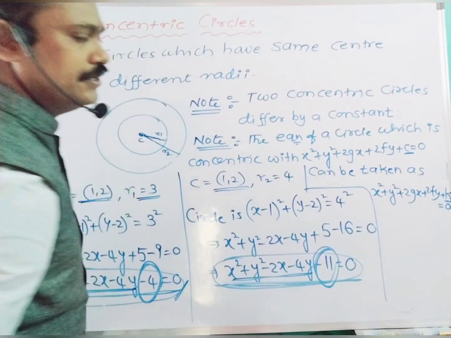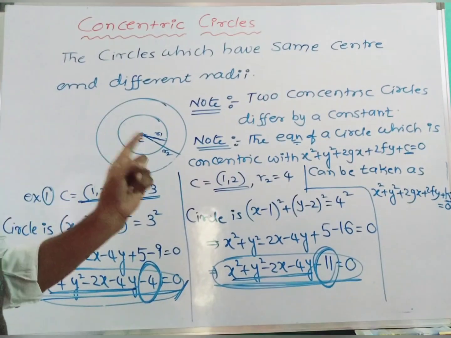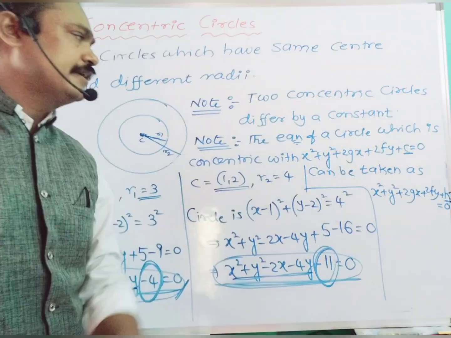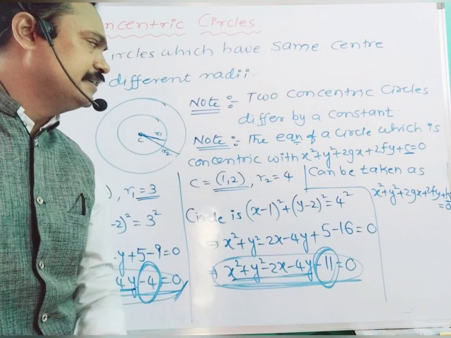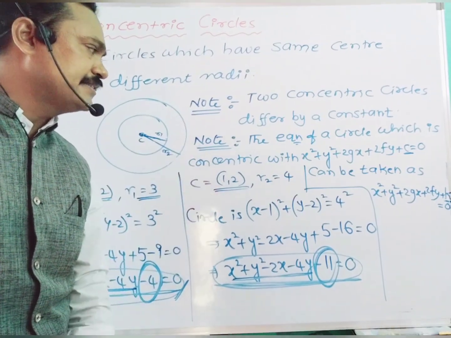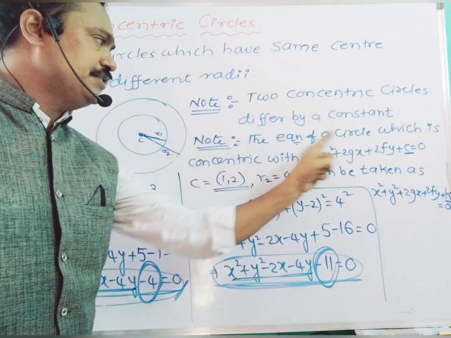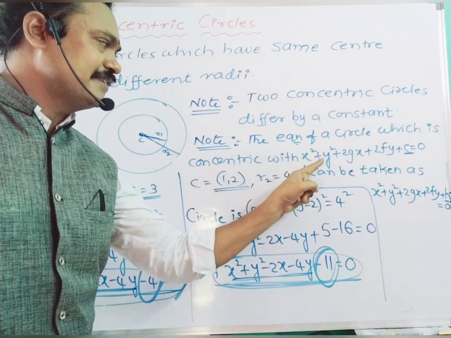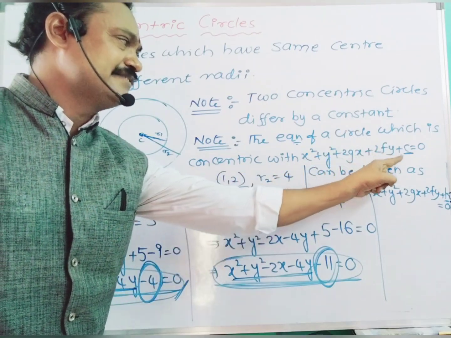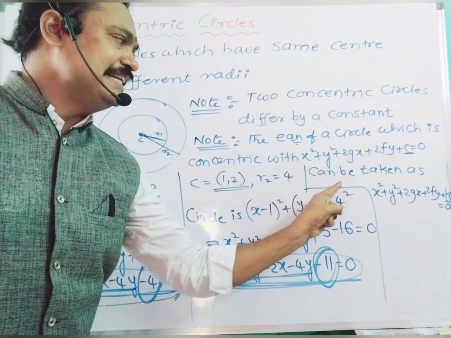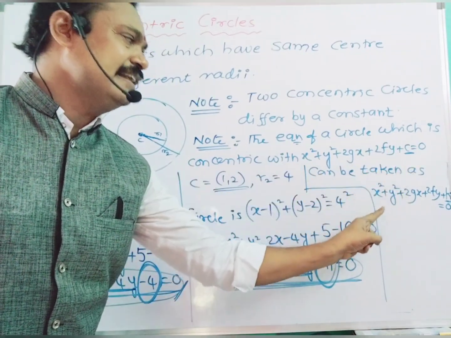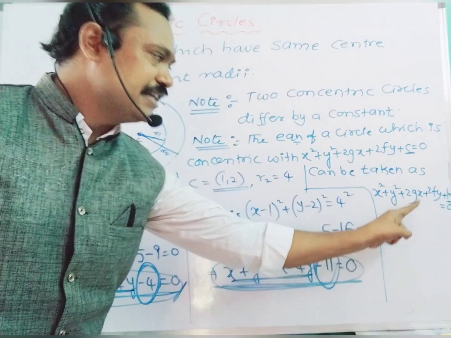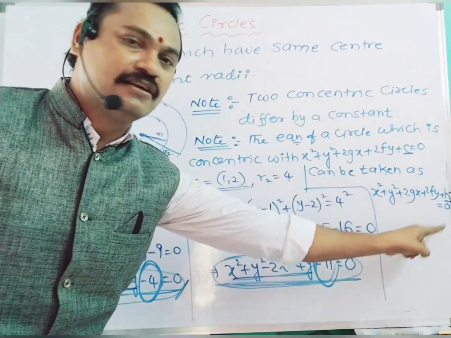Is it clear? First important thing is two concentric circles differ by a constant. And the second important point in this concept is the equation of a circle which is concentric with the circle x square plus y square plus 2gx plus 2fy plus c equals to 0 can be taken as x square plus y square plus 2gx plus 2fy plus k equals to 0.